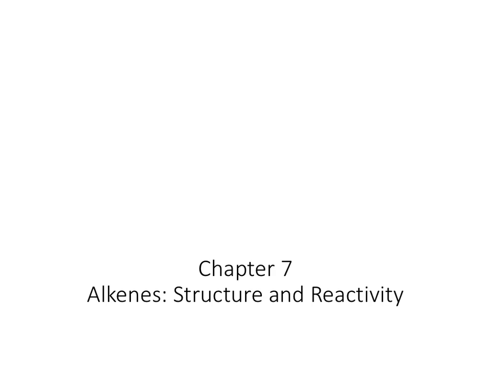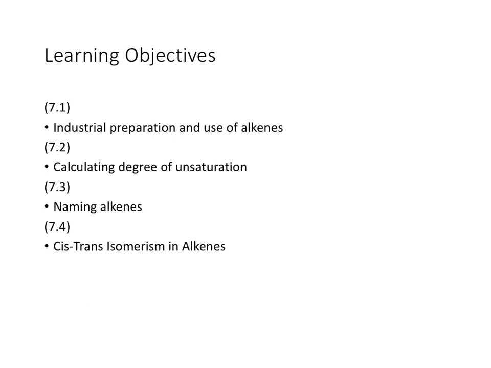This video covers the first 4 sections of Chapter 7 on alkenes. We'll be talking about the preparation and use of alkenes, how to calculate the degree of unsaturation, naming alkenes, and cis-trans isomerism.